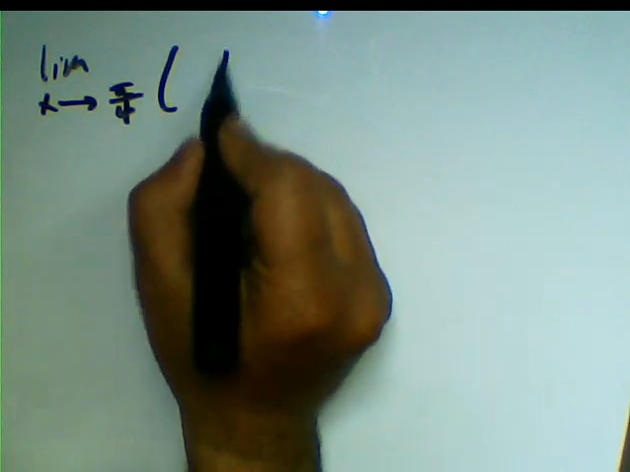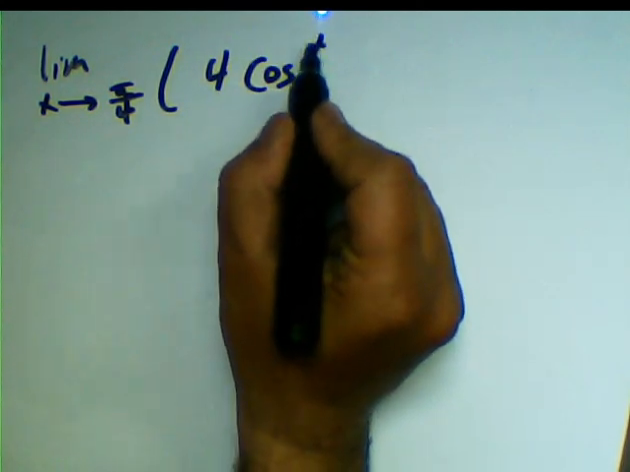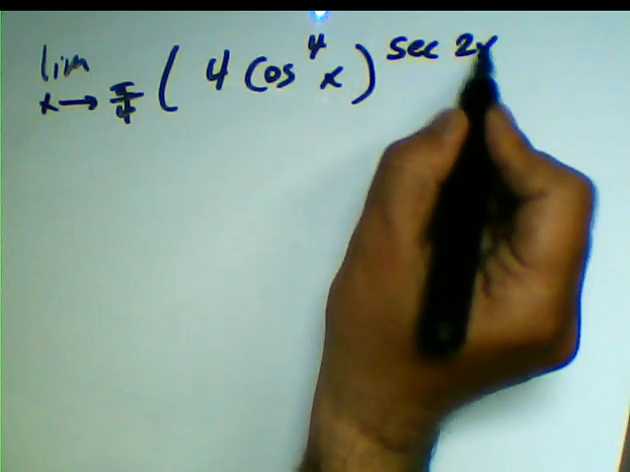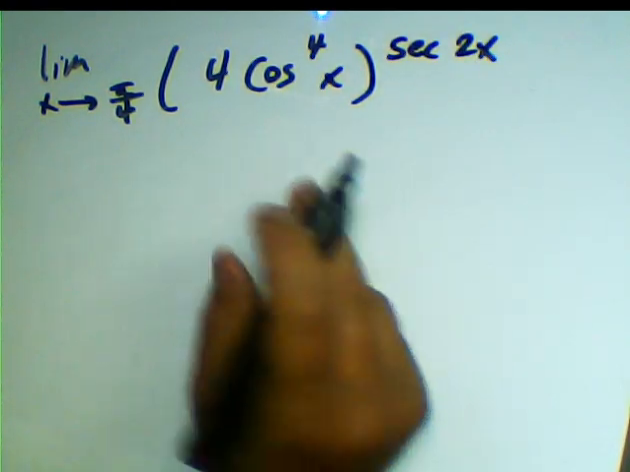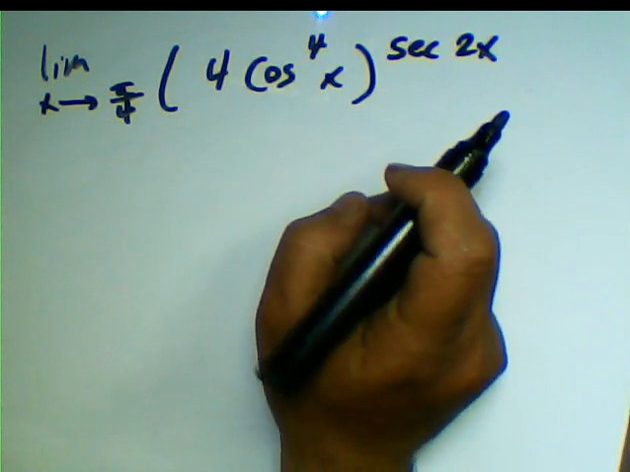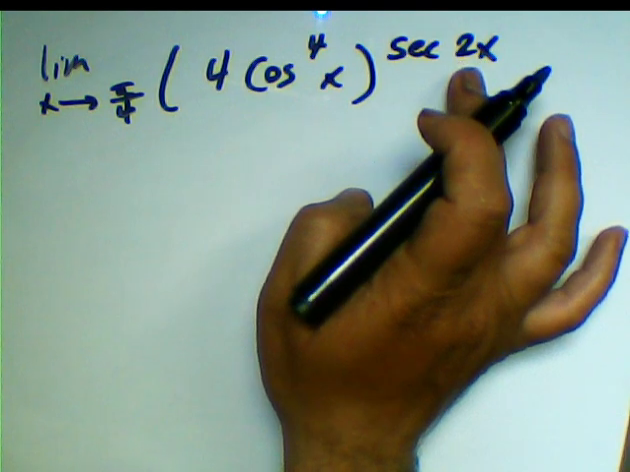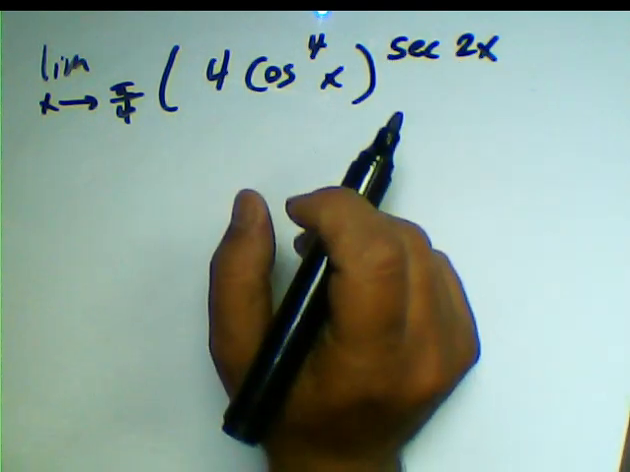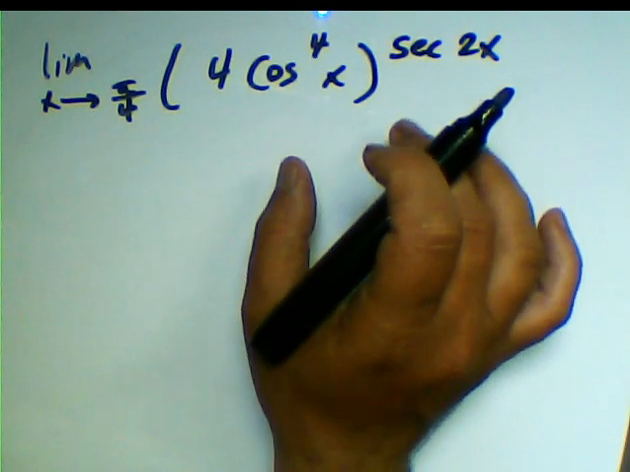The limit when x approaches pi over 4 of cosine to the power 4 of x, all to the power sec 2x, cosine being the inverse of sec. We have 2x here, but we have x in the base, so we must know the relation between them.